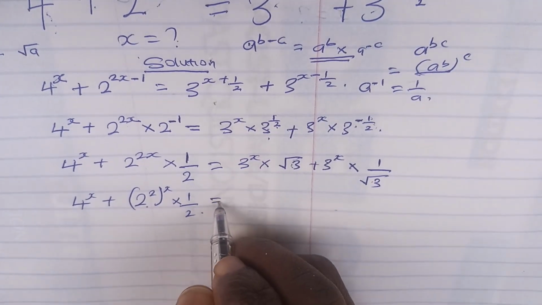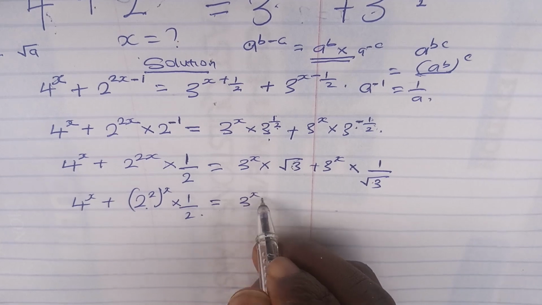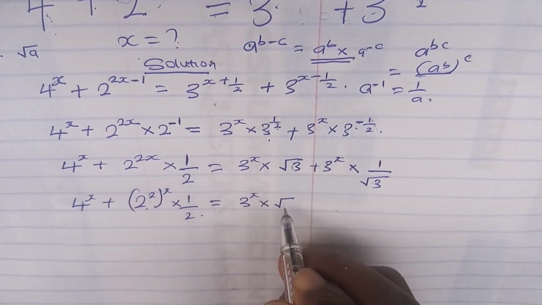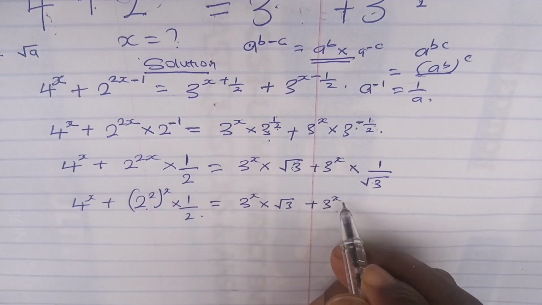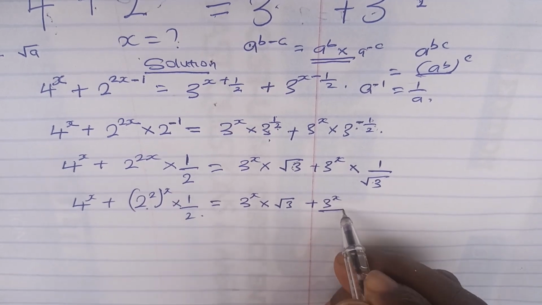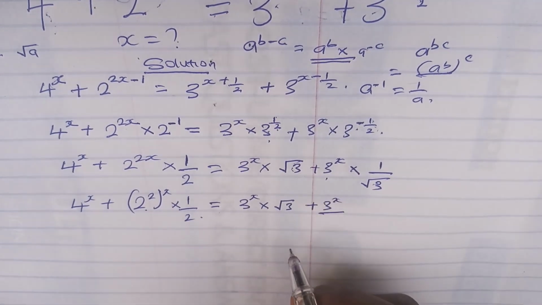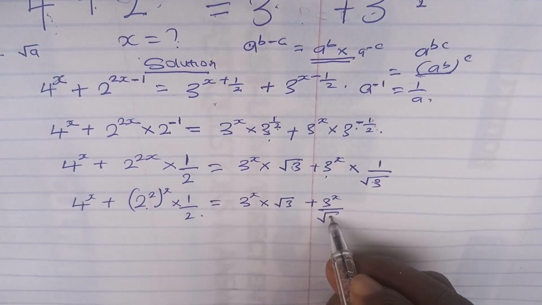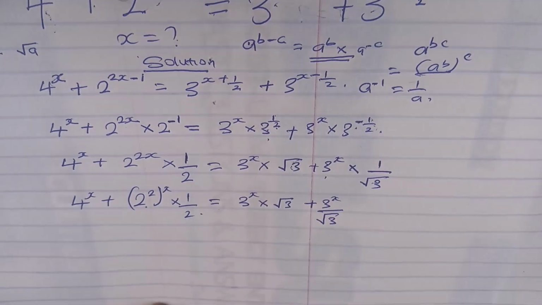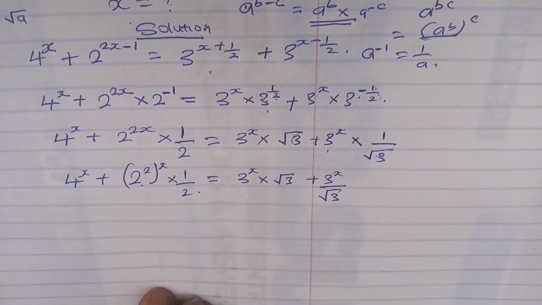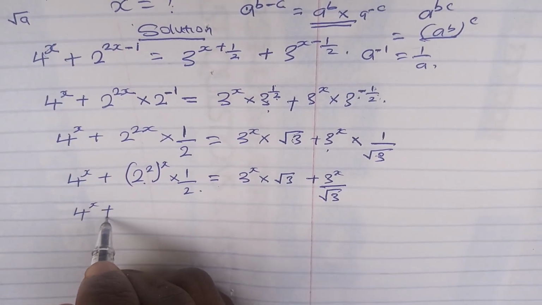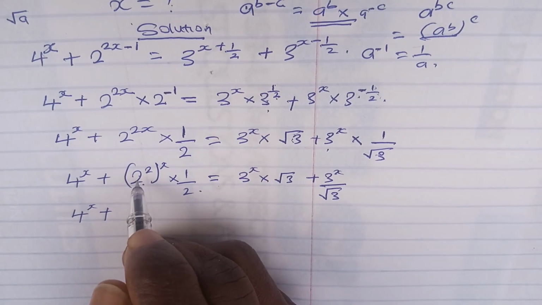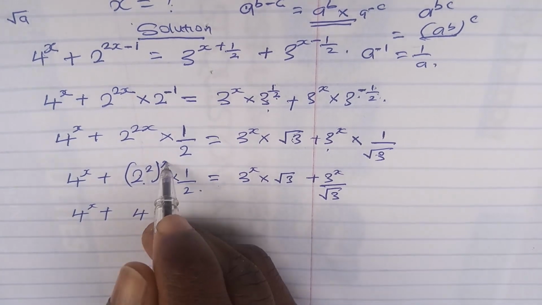So it's also equal to 3 to the power of x times the root of 3 plus 3 to the power of x over, let's put it in the denominator, over root of 3. Okay, having done this, we can simply write this to be 4 to the power of x plus this, and 2 to the power of 2 is going to give us 4, so we are having 4 to the power of what?